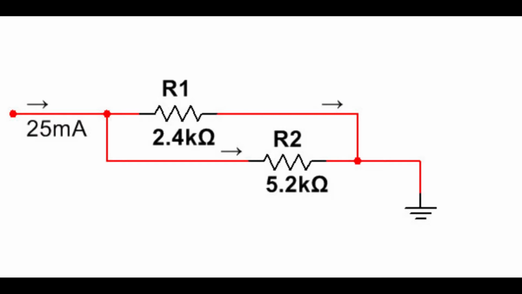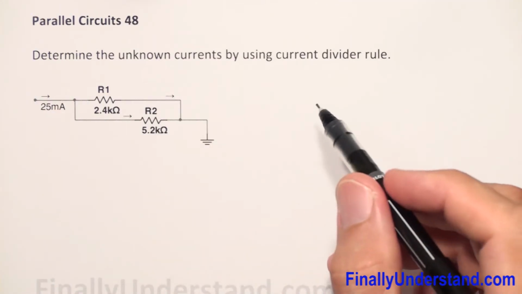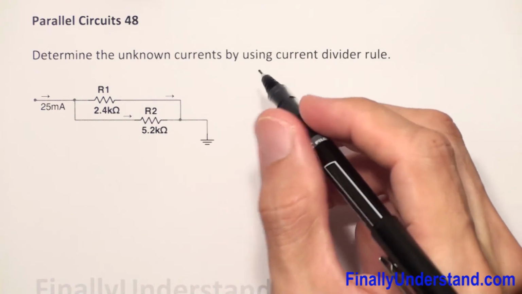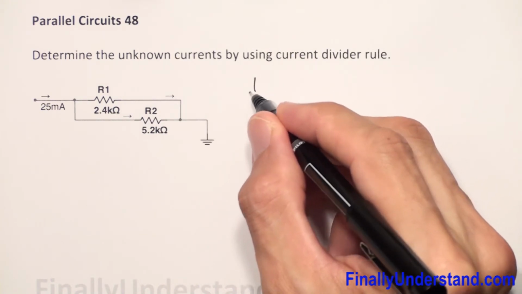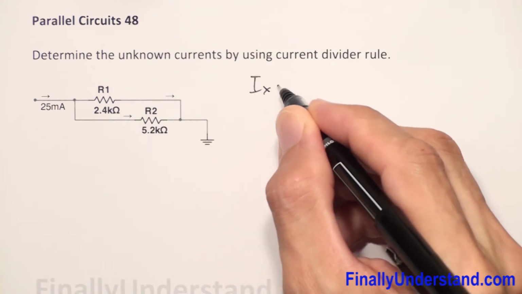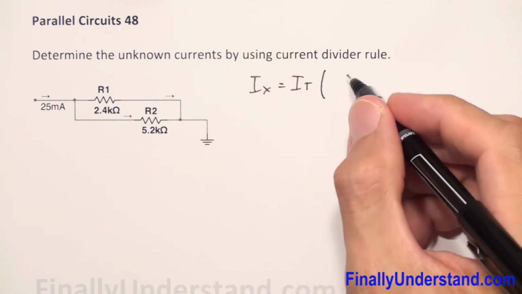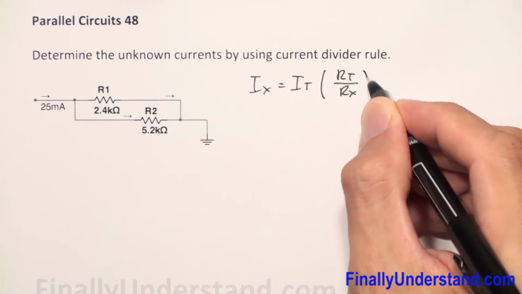Let's take a look at this example. This time we're supposed to find the currents in each resistor by using the current divider rule. Okay, let me just give you the current divider rule. The current divider rule says Ix is equal to I total times R total over Rx.